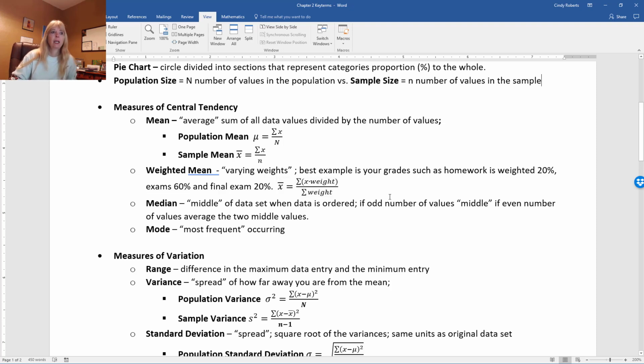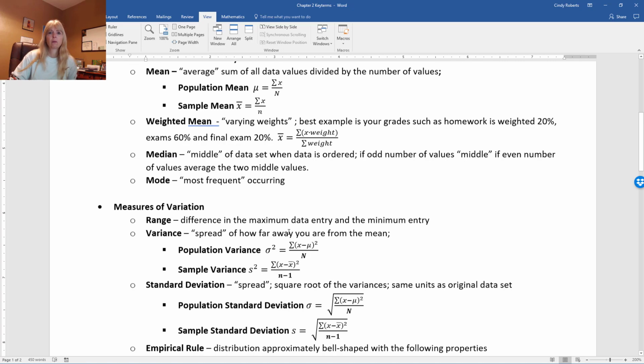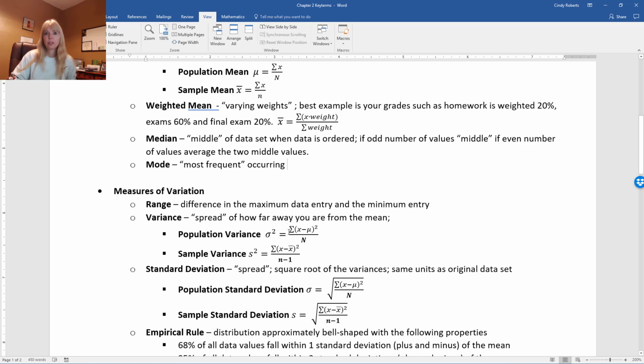Once again, sum meaning add them all up. Median, the middle value. The only problem I ever see students make with that is, don't forget to put them in order, don't forget to put them in order. The mode, what's most frequently occurring, like what movie did most people go see, The Avengers, right, something like that.